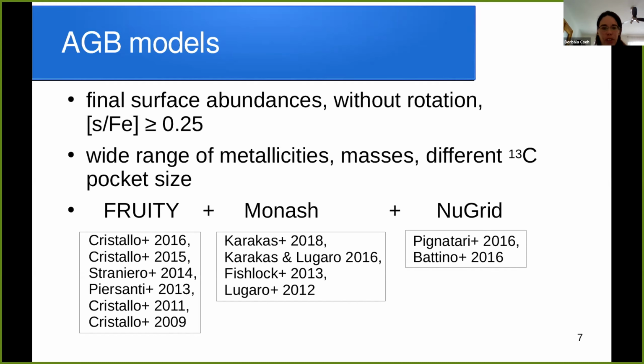And a wide range of metallicities, masses, and different C13 pocket sizes are involved in these models. We used the largest set of models from FRUITY and Monash, which have many different metallicities and masses. And as you will see, we also have some new models in this range of metallicity of the barium star sample.